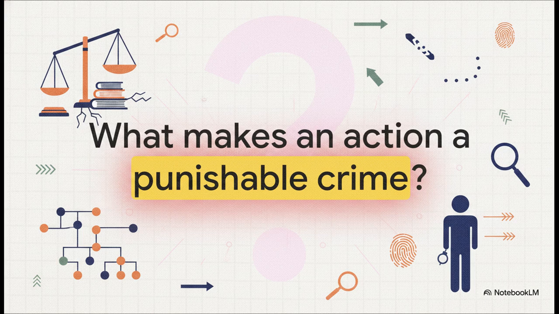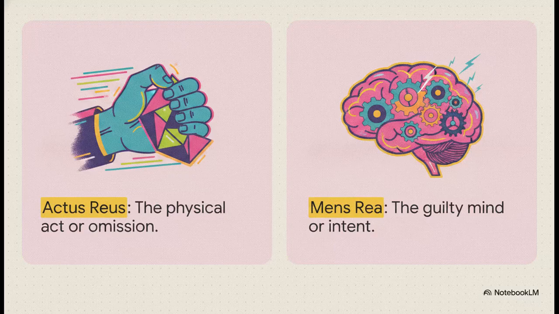So think about this. What actually elevates a simple mistake or just a really terrible decision into a punishable felony? It's not just about doing something wrong, right? There are very strict, specific criteria that have to be met, both out in the physical world and inside the offender's head. It's kind of like a two-piece puzzle. To establish criminal liability, 2 things usually have to intersect. First, you need the actus reus, which is the actual physical act or omission, like swerving a car.